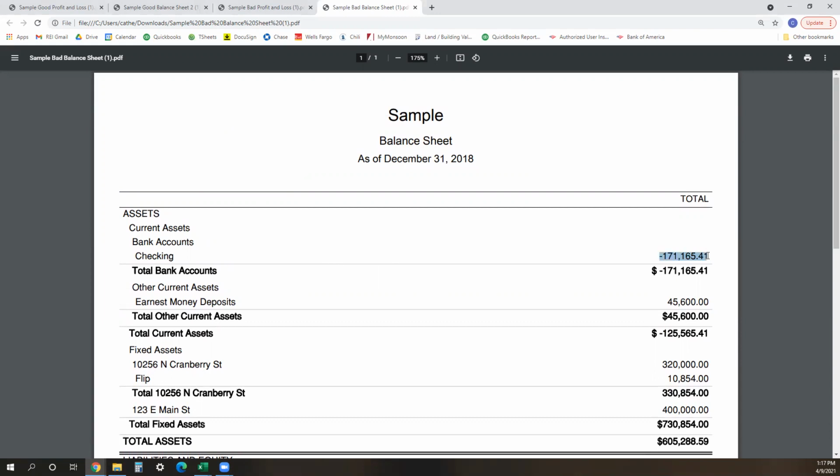This is showing as negative $171,000 and change. Most of the time in real estate investing, the bank balances won't be looking like that, or really in any industry. So there's been a lot of entries on this business that haven't been entered correctly that are showing that checking balance as a negative number.